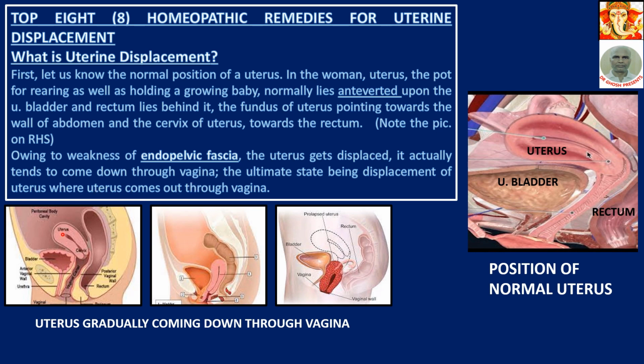Look at this picture. The uterus is coming down along the vaginal canal. This is the starting of the displacement. This is mid displacement and this is complete displacement. It actually tends to come down through the vagina. The ultimate state being displacement of the uterus, where the uterus completely comes out through the vagina. Meanwhile, when it is in the intermediate state but not in normal position, that is partial displacement.